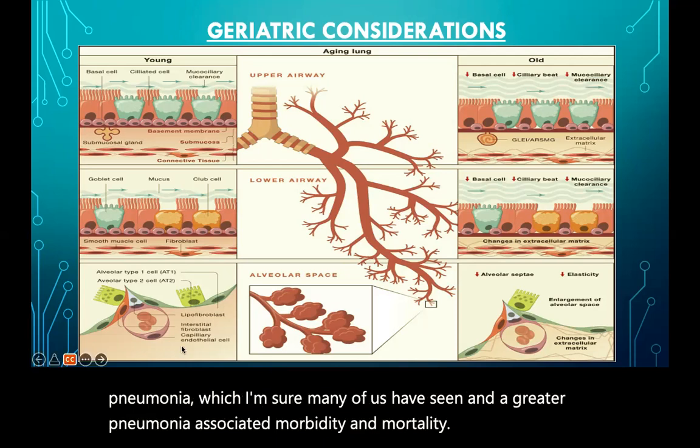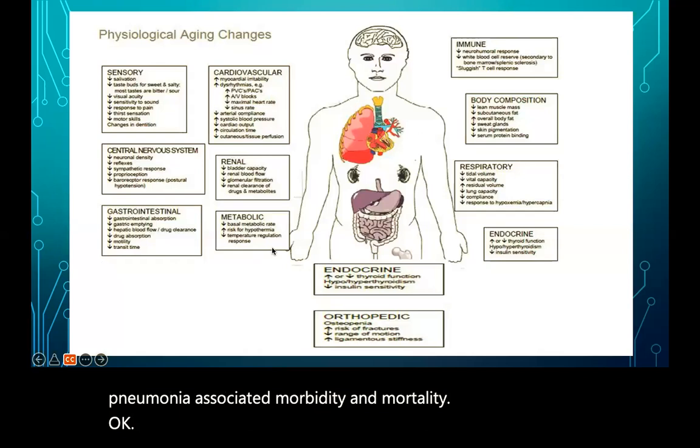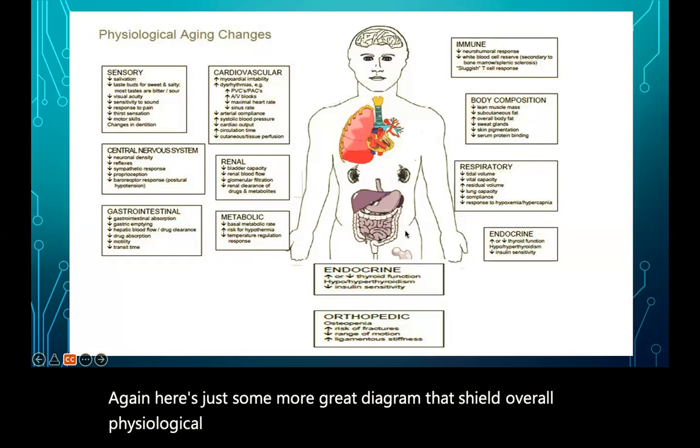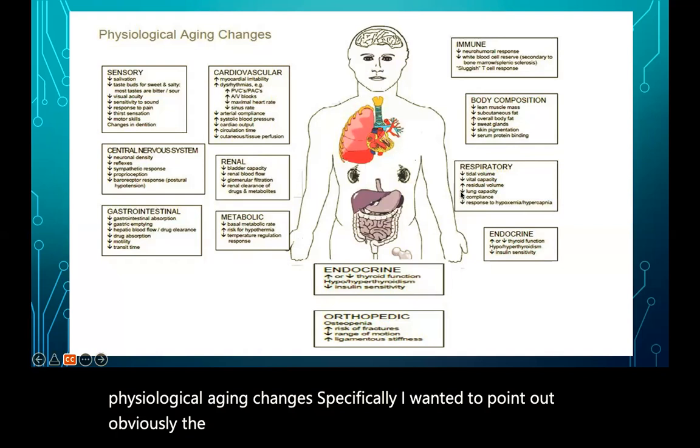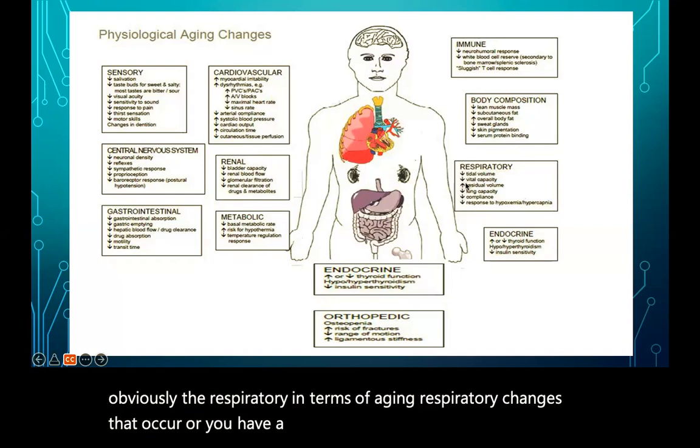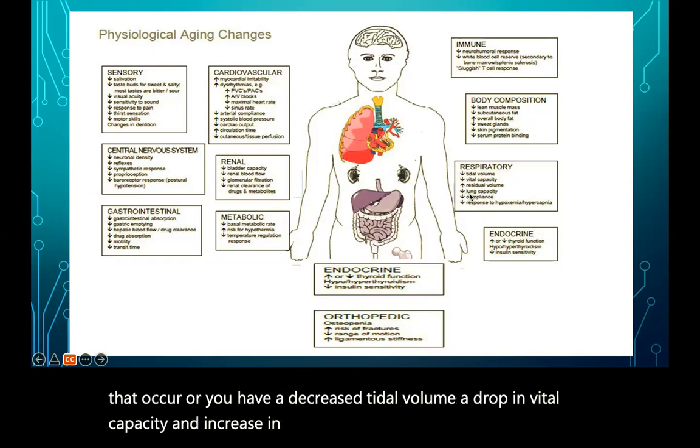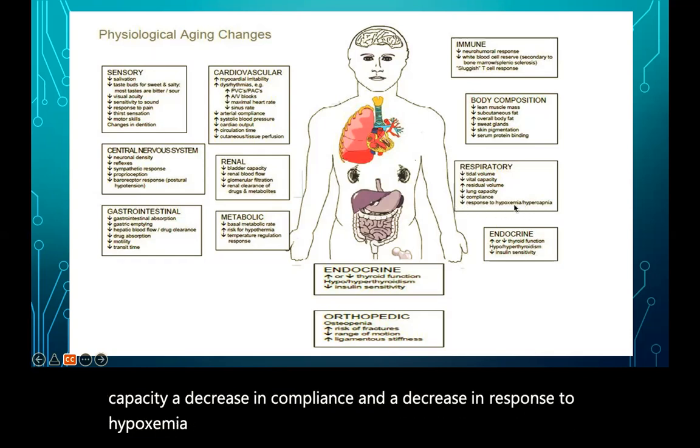Okay. Again, here's just some more great diagrams that show overall physiological aging changes. Specifically, I wanted to point out, obviously, the respiratory changes in terms of aging. The respiratory changes that occur are a decreased tidal volume, a drop in vital capacity, an increase in residual volume, a decrease in lung capacity, a decrease in compliance, and a decrease in response to hypoxemia and hypercapnia.